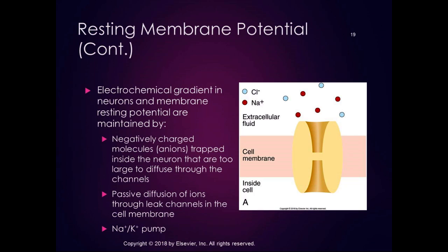So the electrochemical gradient in neurons and membrane resting potential are maintained by negatively charged molecules, those anions, trapped inside the neuron that are too large to diffuse through the channels. So it keeps sort of a baseline negative charge on the inside of the cell. Passive diffusion of ions through leak channels in the cell membrane, and active pumping of sodium and potassium across the membrane. All three of those things maintain the resting potential. So if we didn't maintain that resting potential, if we just had open channels all the time, we would have no electrochemical gradient and no potential for excitability in the neurons. So that's a big deal.